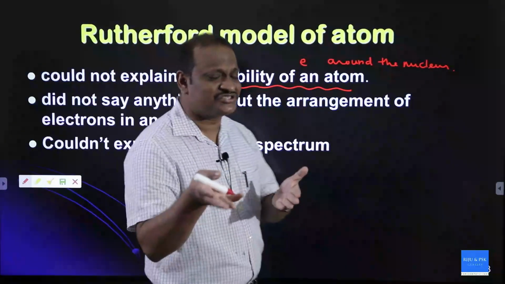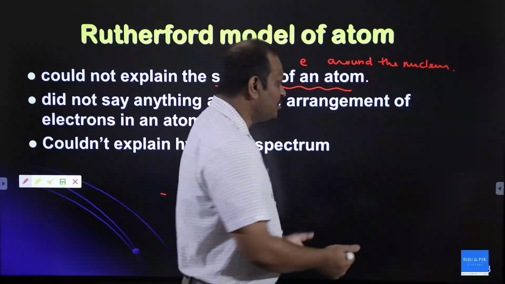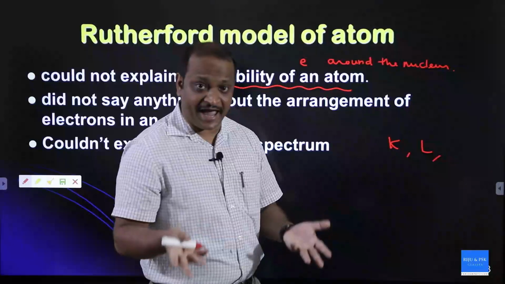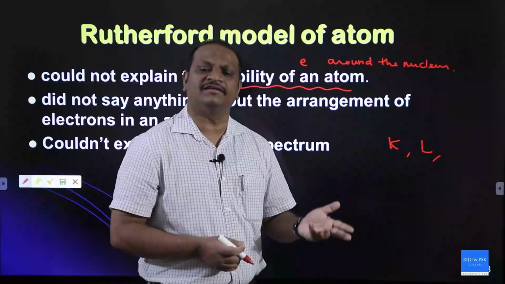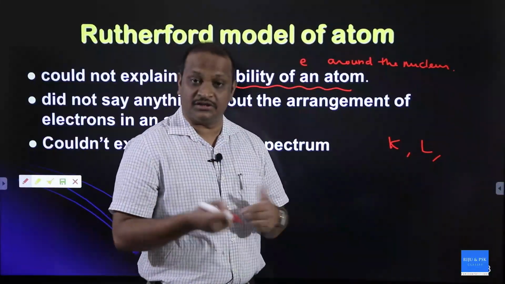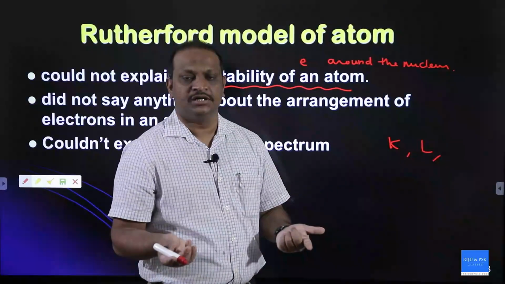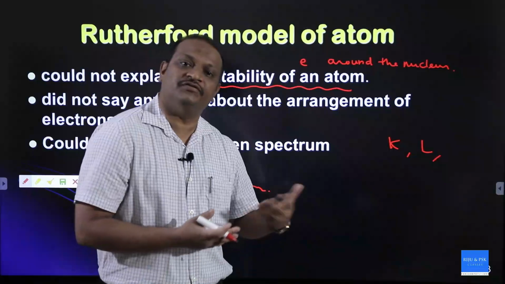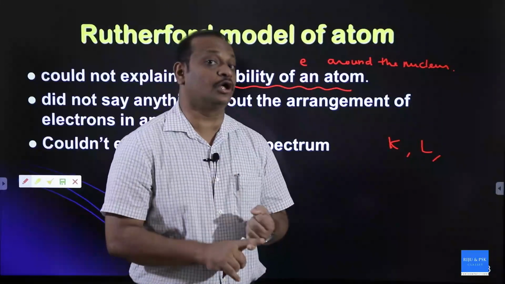You might have studied in lower classes that we have a K shell, an L shell, an M shell, isn't it? And in the K shell we can accommodate 2 electrons, in the L shell we can accommodate 8 electrons. Such things we studied, but Rutherford couldn't give anything of this kind. So that is another drawback.